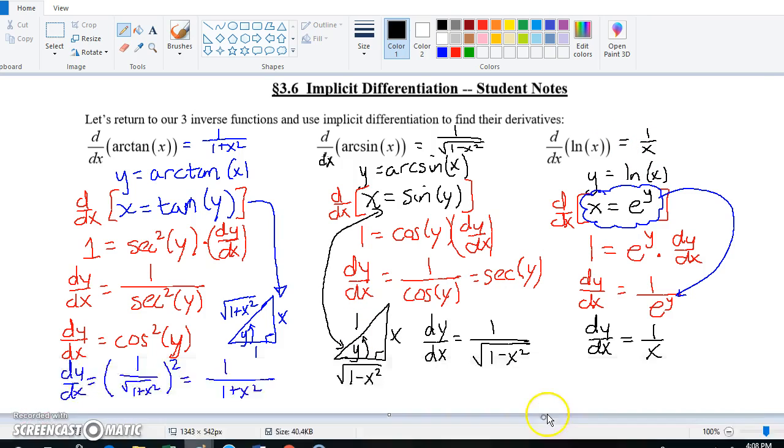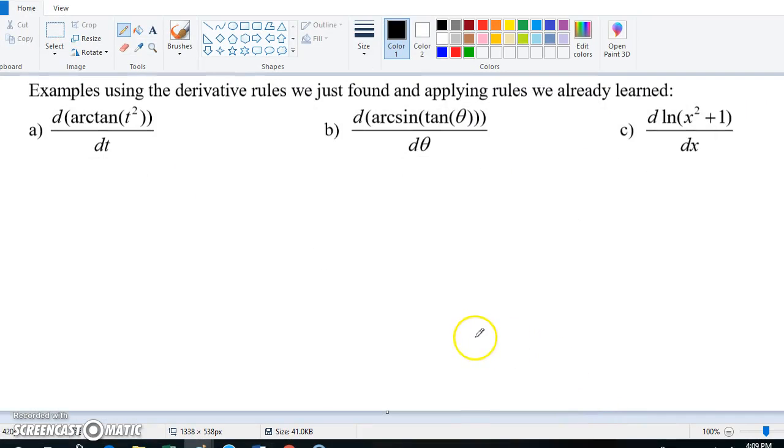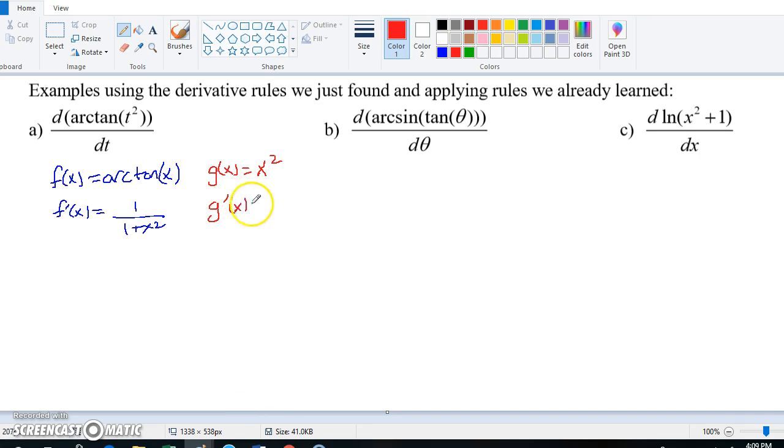All right, first of all, fill in your formulas for the derivatives. 1 over 1 plus x squared for arctan, 1 over the square root of 1 minus x squared for arcsine, and 1 over x for natural log. Let's try a couple sample problems. First problem, we have an outer function and an inner function. So I'm going to note this as f of x is the arctan of x. What is its derivative? 1 over 1 plus x squared. I'm going to note the inner function, g of x, is x squared. g prime of x is 2x.